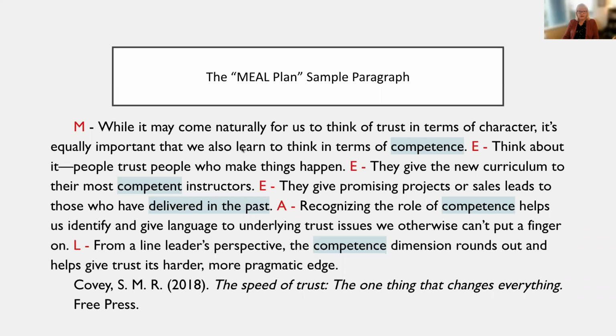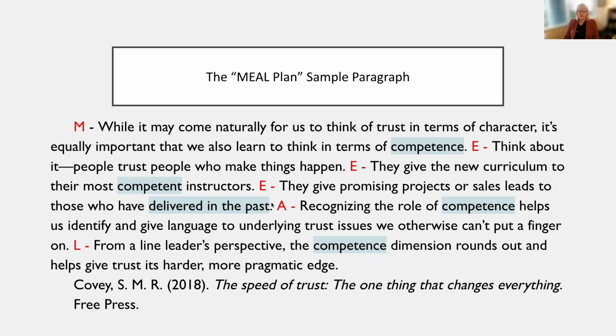So here's our main idea, and then we have 3 sentences that give examples or evidence. These are all examples. So think about it. People trust people who make things happen. So here's an example. They give the new curriculum to their most competent instructors. They give promising projects or sales leads to those who've delivered in the past.